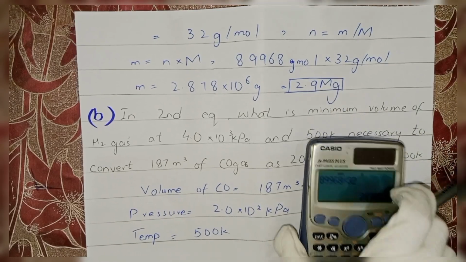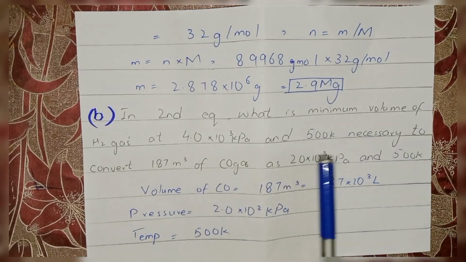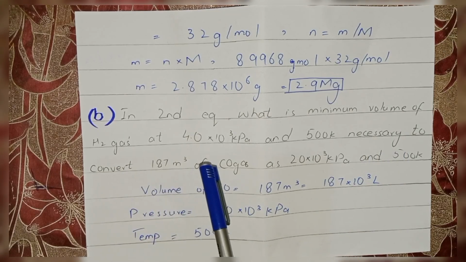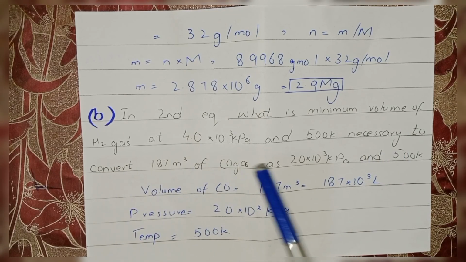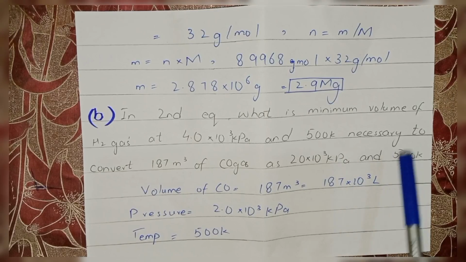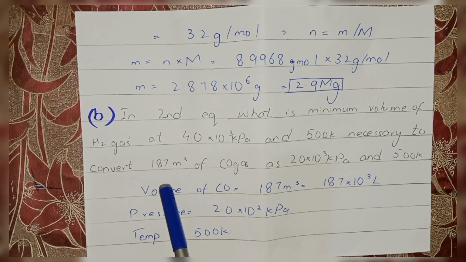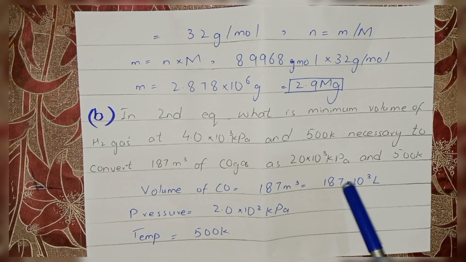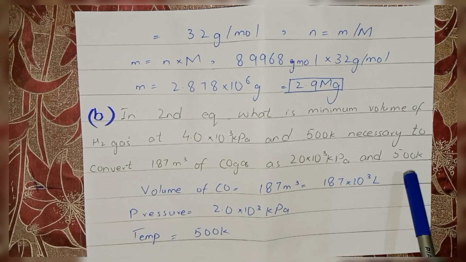Part B. In the second equation, what is the minimum volume of hydrogen gas at 4.0 into 10 to the power 3 kilopascal and 500 Kelvin necessary to convert the 187 meter cube of carbon monoxide gas at 2.0 into 10 raised to power 3 kilopascal and 500 Kelvin.